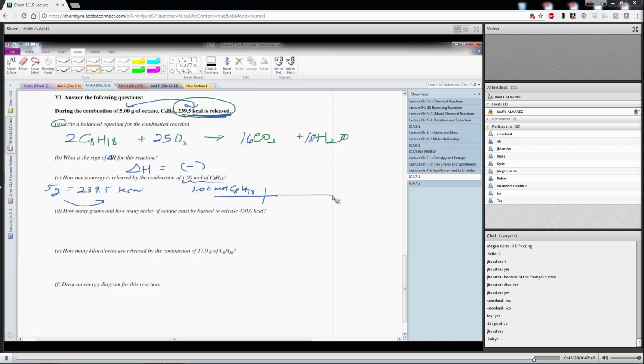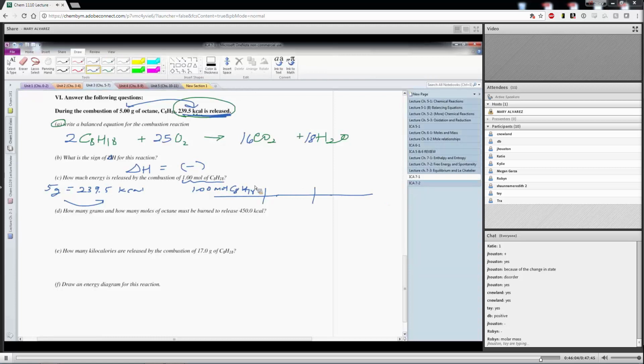How would I go from moles to grams? Don't tell me you forgot already. I don't need a number, I just need the description of the process. How would you convert from moles to grams? Or if I gave you grams, how would you convert to moles? You use the molar mass, right?